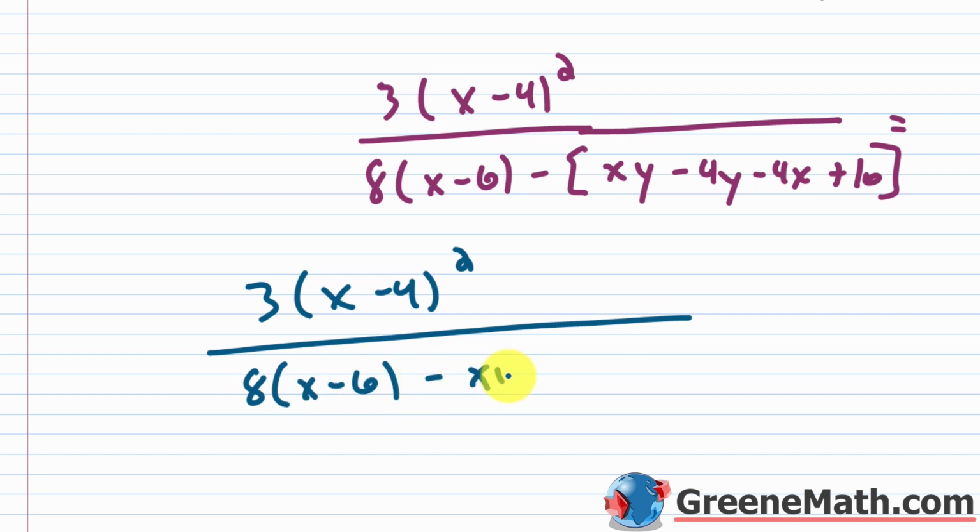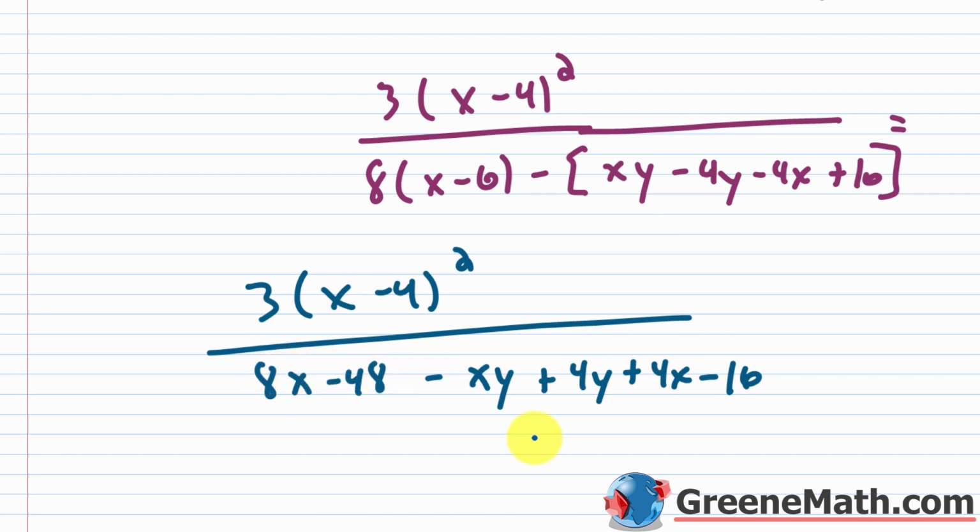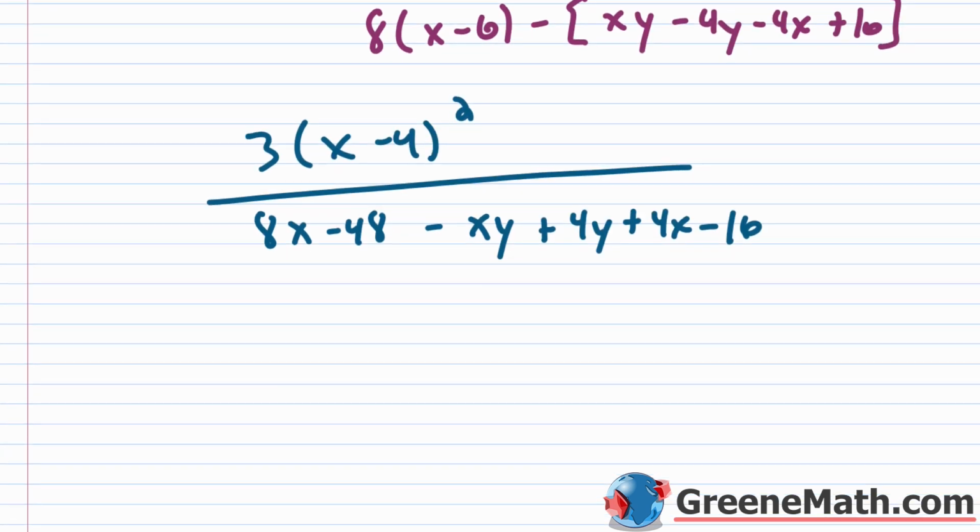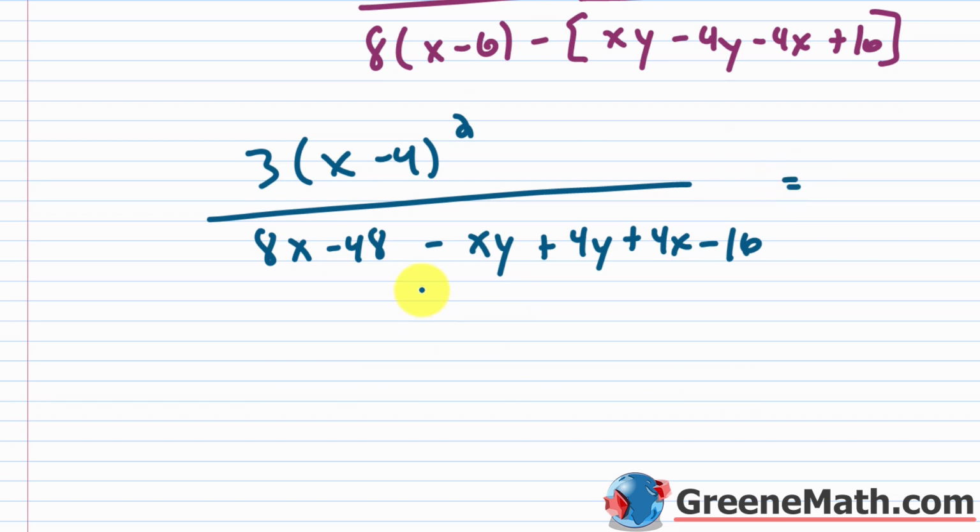So we'll go minus xy. We'll go plus 4y. We'll go plus 4x. And then we'll go minus 16. So I'm just changing the sign of everything inside to drop those brackets. Now this is going to be 8x minus 48. So 8x minus 48. So let's see what we have here. I'm going to put equals there. I'm just going to copy this one more time. So 3 times the quantity x minus 4 being squared. Doesn't look like anything's going to cancel with that anyway.